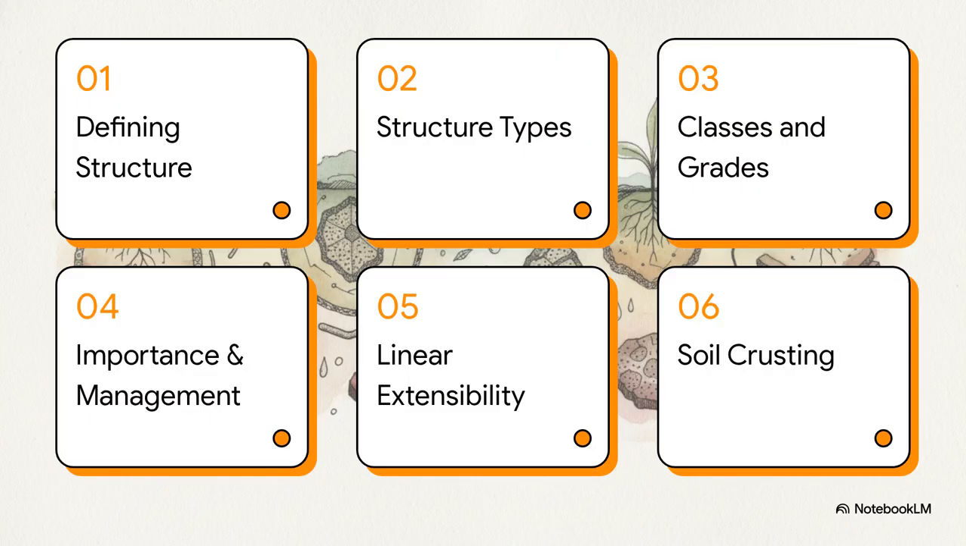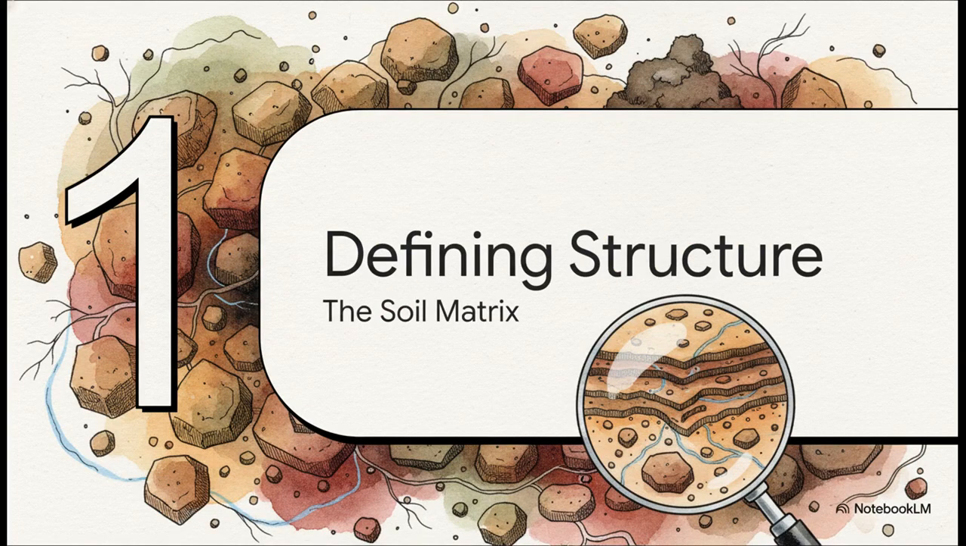Today, we are covering defining soil structure, structure types, classes and grades, importance and management, linear extensibility, and finally, the soil crusting phenomenon. Section 1, Defining Soil Structure. Studying the properties of isolated soil separates just isn't enough to understand how the composite soil body actually behaves. We really have to understand the entire soil matrix itself.